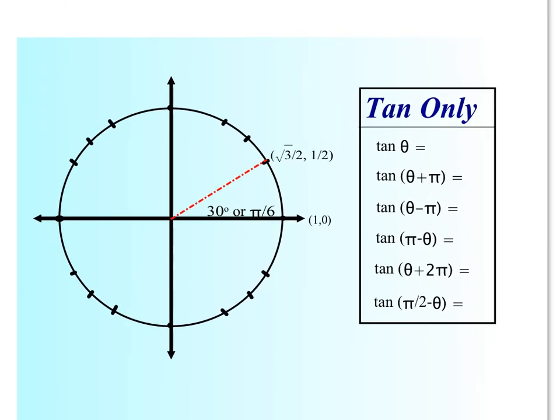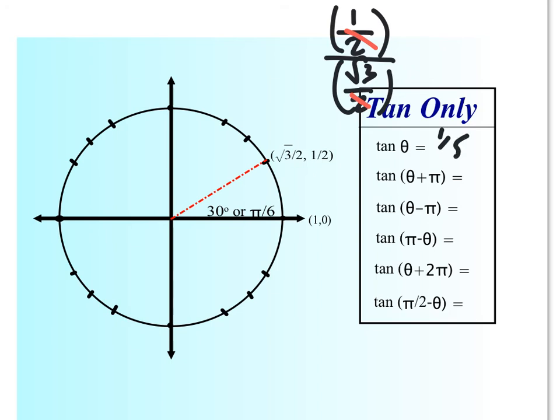Alright, tangent. Tangent here is y over x. If I took 1/2 over root 3 over 2, those 2's go away. I get 1 over root 3, which can also be written as square root of 3 over 3. So here I got 1 over root 3 as my tangent value.